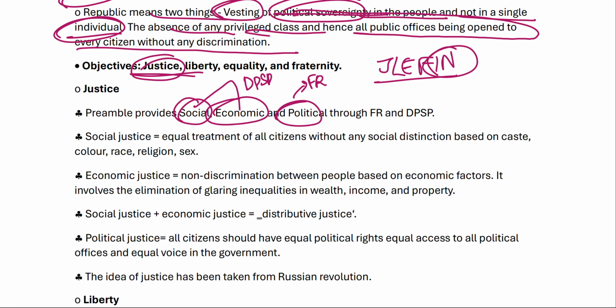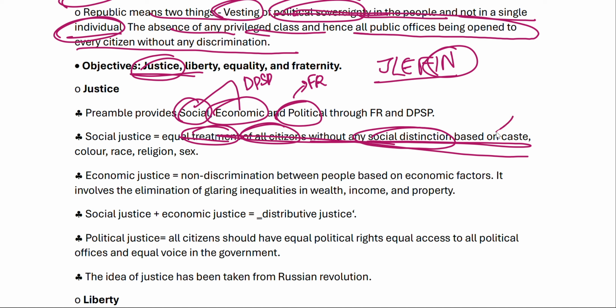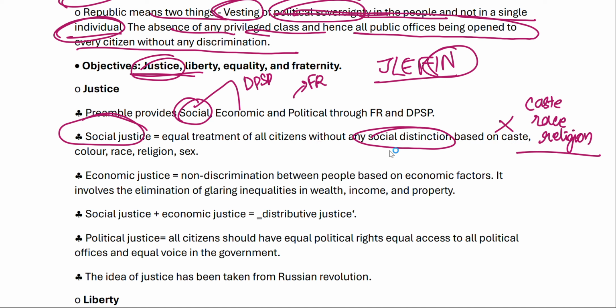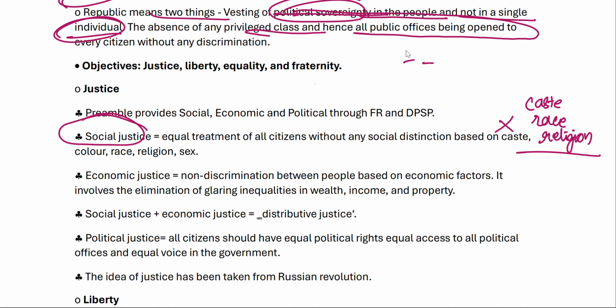Social justice includes equal treatment for all citizens without any social distinction, that is, no distinction based on caste, race, religion, color, sex, etc. So social justice is nothing but the equal treatment of all the citizens without any social distinction. Now, we have economic justice.